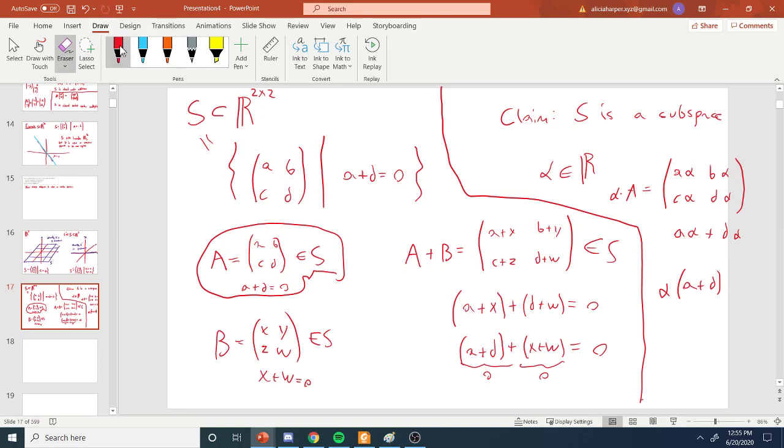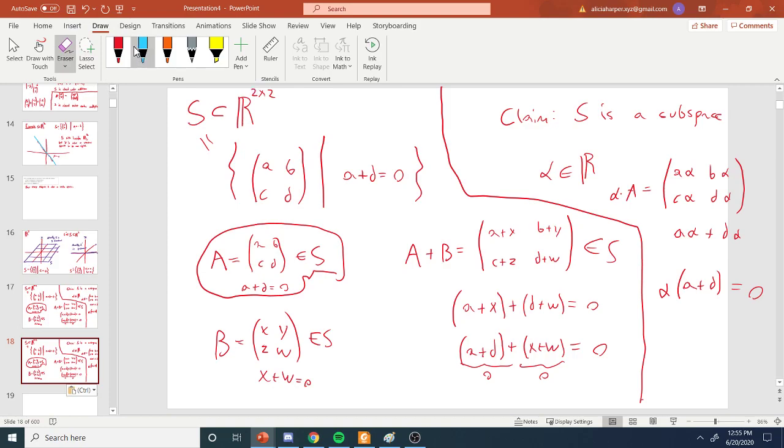Going back over here, we see that A plus D is equal to 0, so alpha times (A plus D) is also equal to 0. So we verified that as a subset, this is closed under addition, and closed under scalar multiplication, and thus it has to be a subspace. Now, I want to modify this example a little bit to show what can go wrong.